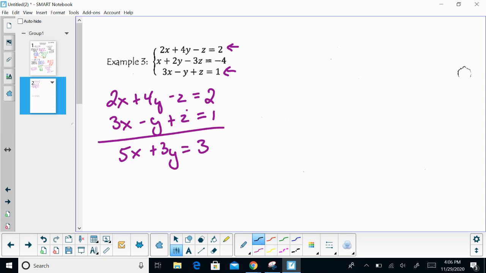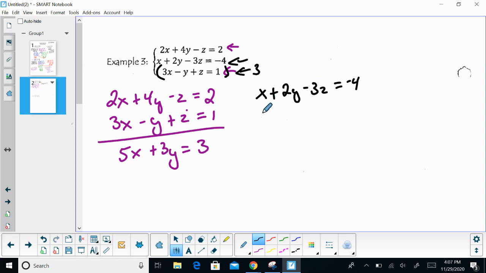Now I'm going to use the middle equation and the bottom equation, but I'm going to have to multiply the bottom equation by 3. And that's going to give me opposite coefficients. So I'll have x plus 2y minus 3z equals -4. I'm just rewriting that middle one.